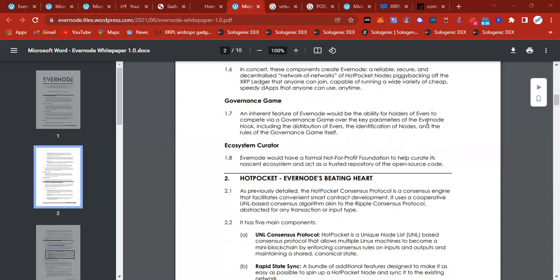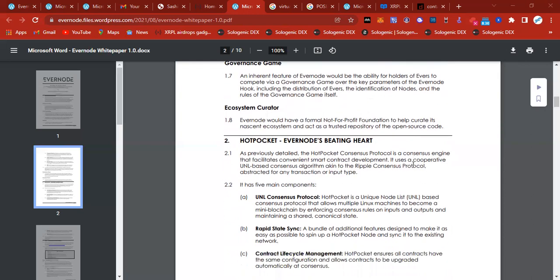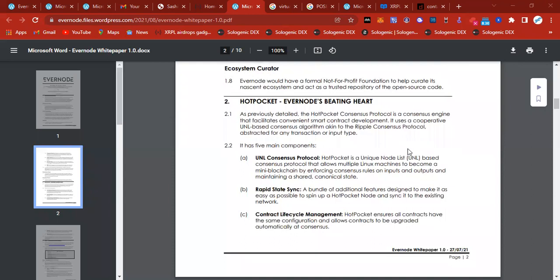And this is what makes this kind of thing work right here. Hot Pocket is what kind of ties everything together and what makes it work. So as previously stated, Hot Pocket Consensus Protocol is a consensus engine that facilitates convenient smart contract development. It uses a cooperative, UNL-based consensus algorithm akin to the Ripple Consensus Protocol. So they're very similar, abstracted for any transaction or any input type.